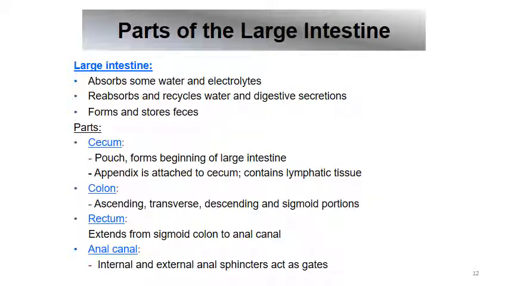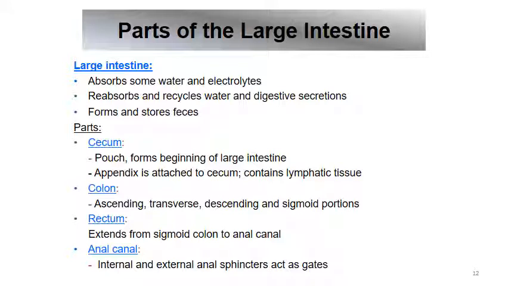Now here, the large intestine, its function is to absorb water and electrolytes. And so it can recycle the water, it can recycle some of the secretions, and then it's going to form the feces. So we're going to learn these parts. The cecum is the first part. This is where the appendix is attached. Then the colon, meaning the main part of the large intestine.